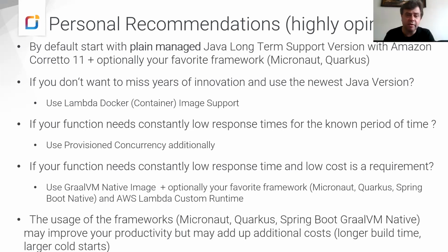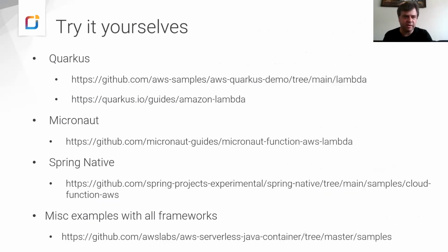Probably people have heard about CRaC for Java. That may be something coming up, and there are talks about this. I'm not sure how AWS will support this or not, but this may be an alternative to GraalVM native image, Java on CRaC.